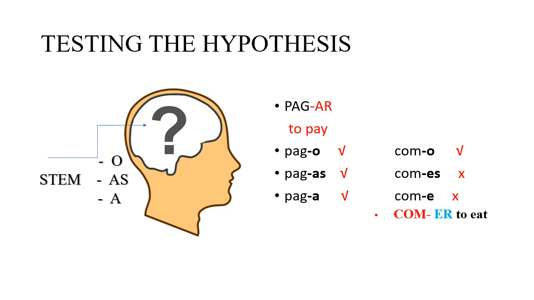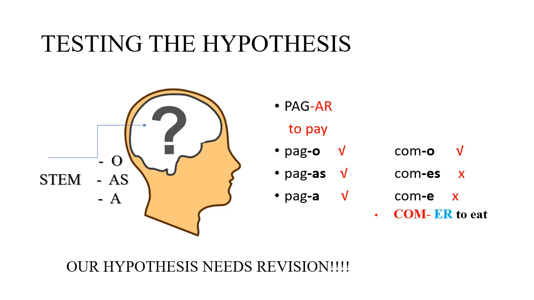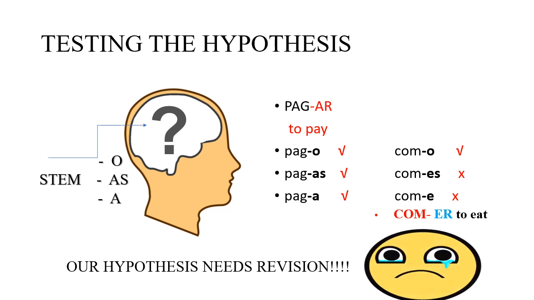So what we observe here is that in the case of pagar, the infinitive ends in ar, but in the case of comer, the infinitive ends in er. So what we might say is that we actually have two classes of verbs, and then we need to have a different kind of rule for an example like comer. So notice that in this case, we conclude that our hypothesis needs revision. And of course, we need to revise the hypothesis and then test more data.